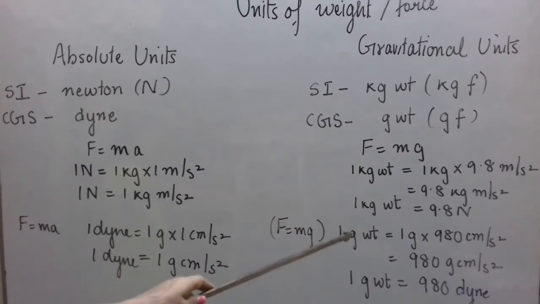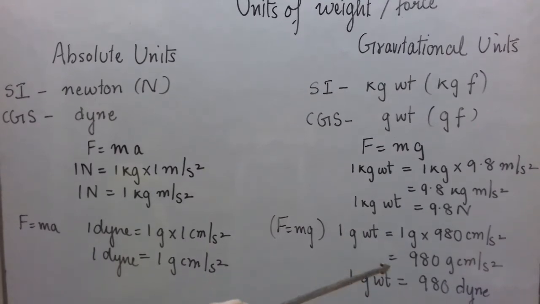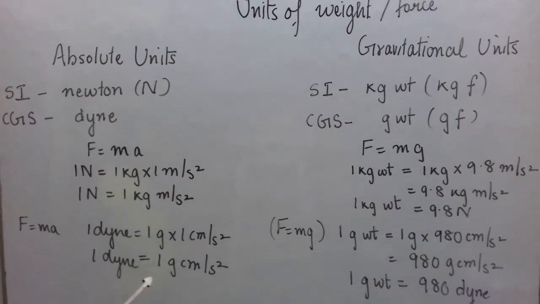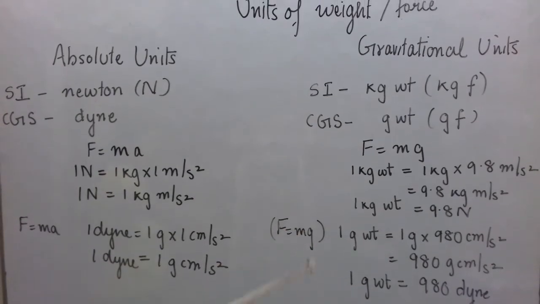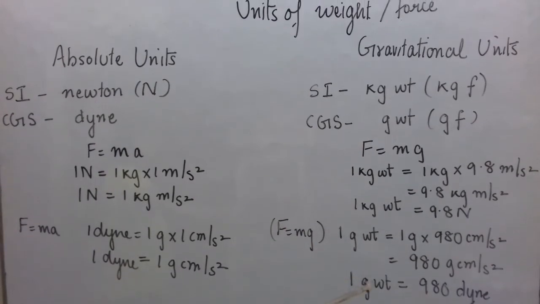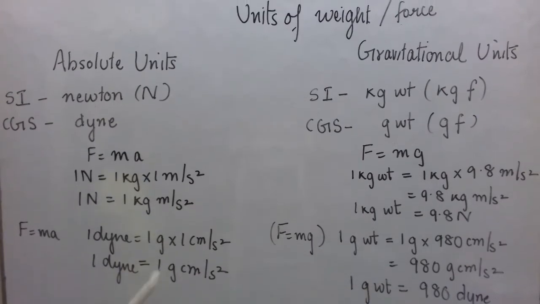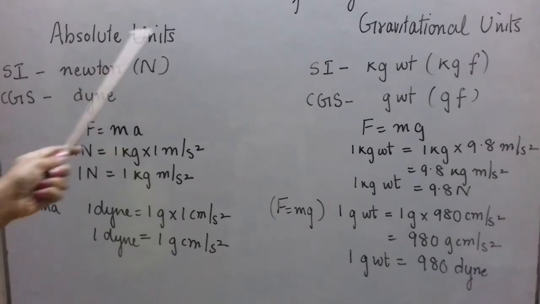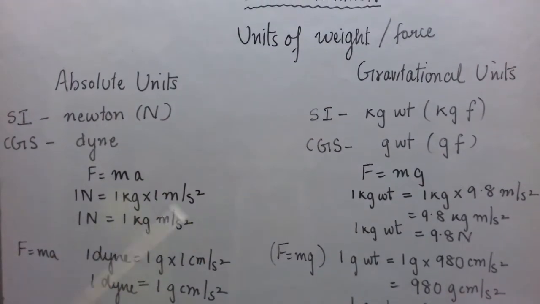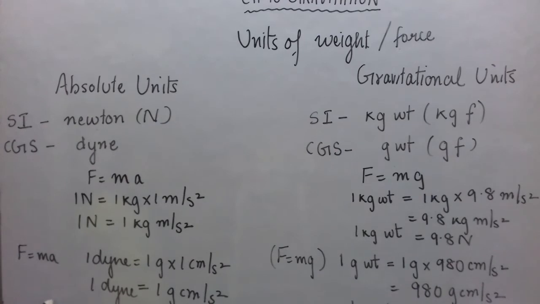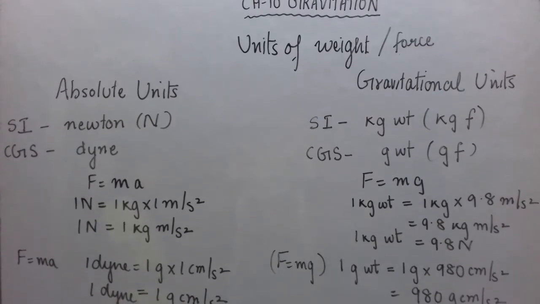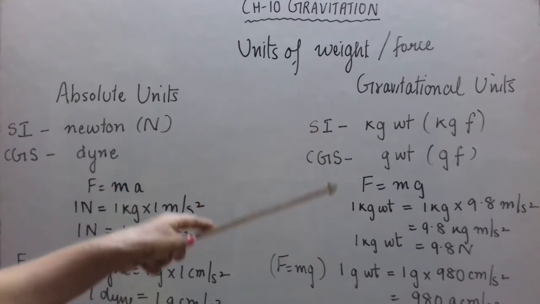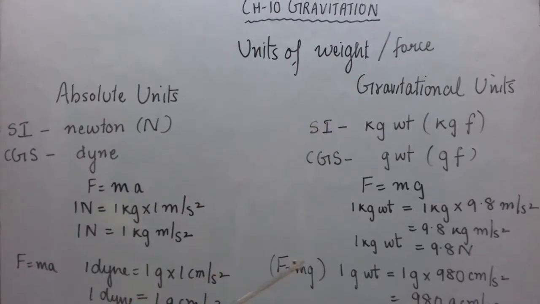Just multiply the magnitude. 980 into 1 is 980 gram centimeter per second square. And as we have seen here, gram centimeter per second square is dyne. So here we have got 1 gram weight is 980 dynes. So I hope you have understood the difference between absolute and gravitational units. Although generally we use absolute units in the sums, in the theory, in the exams, in reality, when you are asked your weight, you use the gravitational units. Let me explain how.